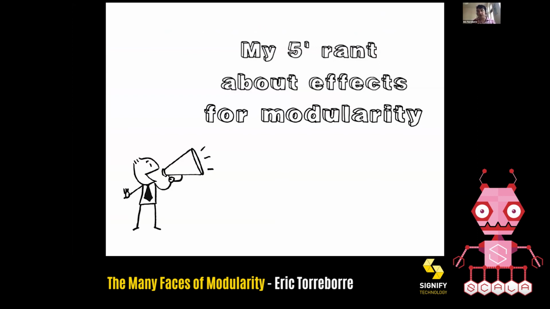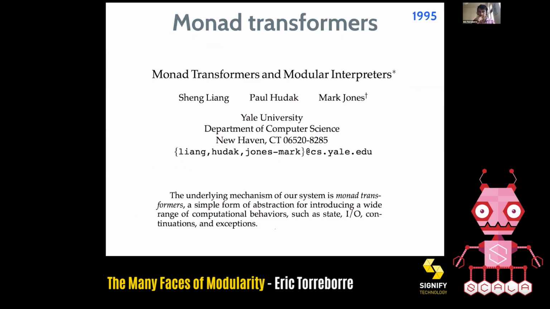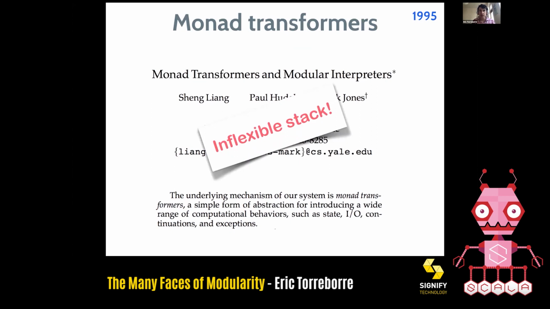And I want to talk about effects for modularity. And especially in functional programming, we have different ways of doing this. Monad transformers are about modularity, as you can see in this title here. But the big issue with monad transformers is the stack you need to provide is very inflexible. And it's hard to write tests for it because it's hard to change how things are being implemented.